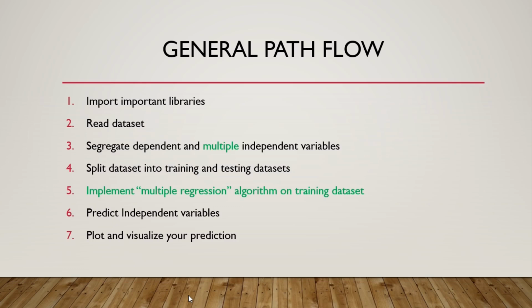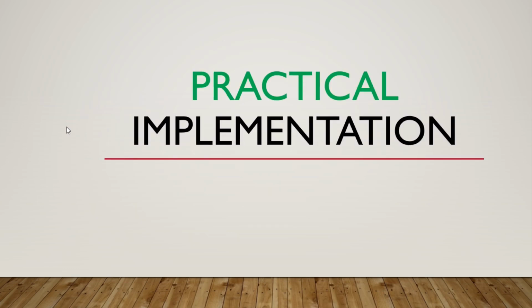Okay, before jumping into its practical implementation, let us quickly look at the general path flow of multiple linear regression. Here also, all the process will be the same. The only difference comes at the segregation of the data set, which we are going to segregate on the basis of the dependent variable and multiple independent variables. And in step number 5, we are going to implement our multiple regression algorithm on our training data set. Now it's time for your favorite hands-on session, that is the practical implementation of multiple linear regression.